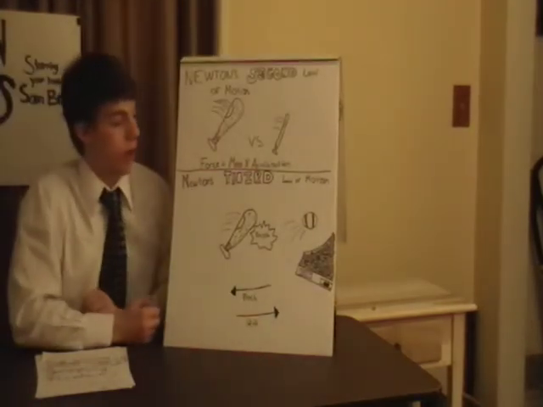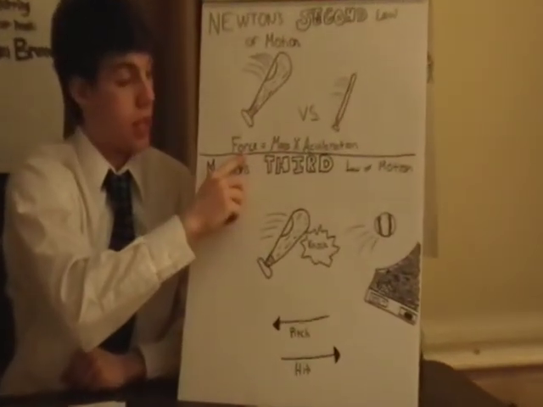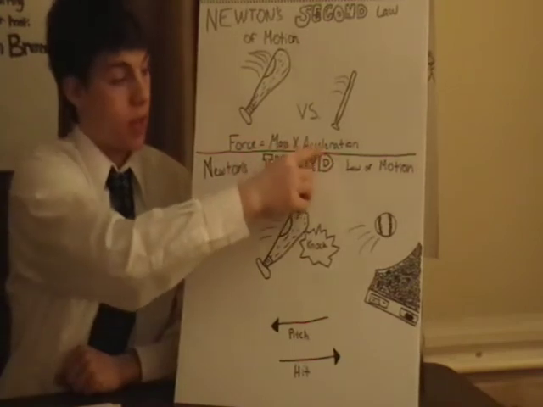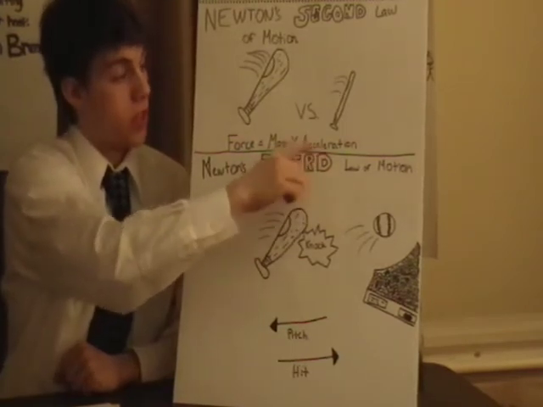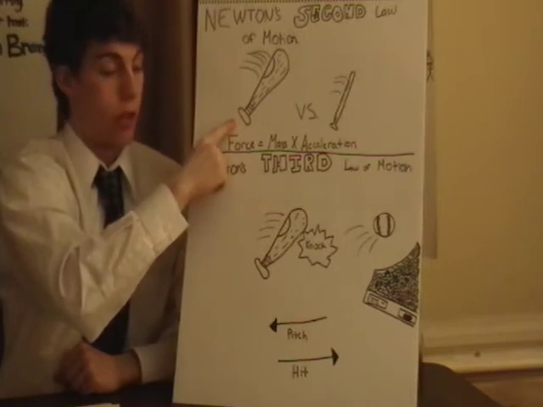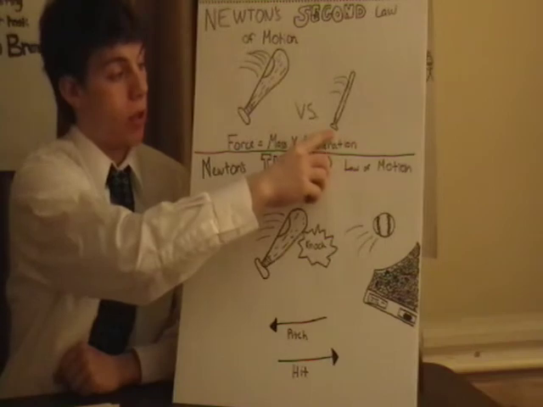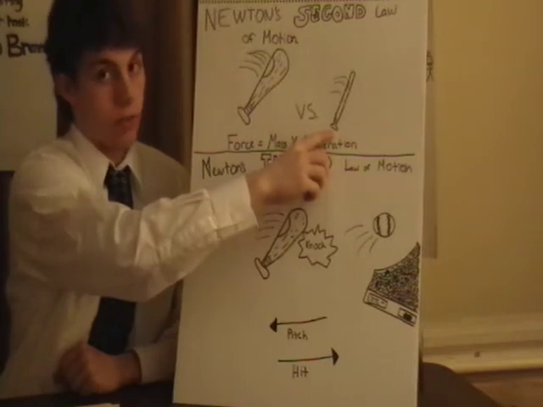In Newton's second law of motion, Newton explains that force is equal to mass times acceleration. This means that a very big bat with a little acceleration can have the same amount of force as a very little bat with a lot of acceleration.